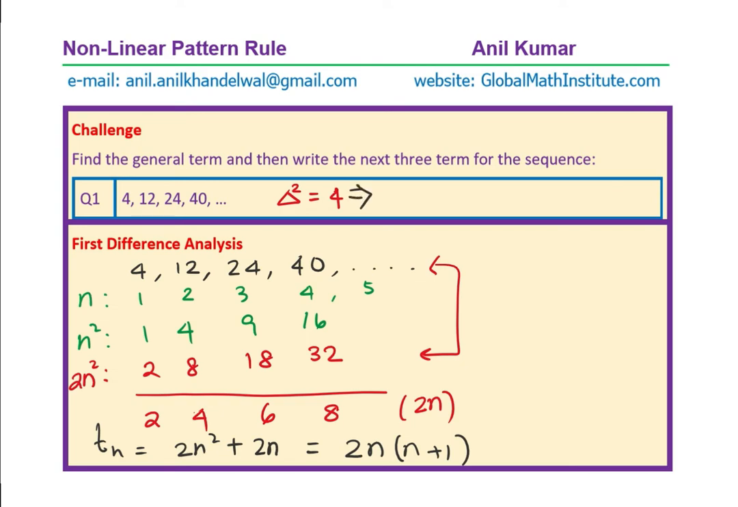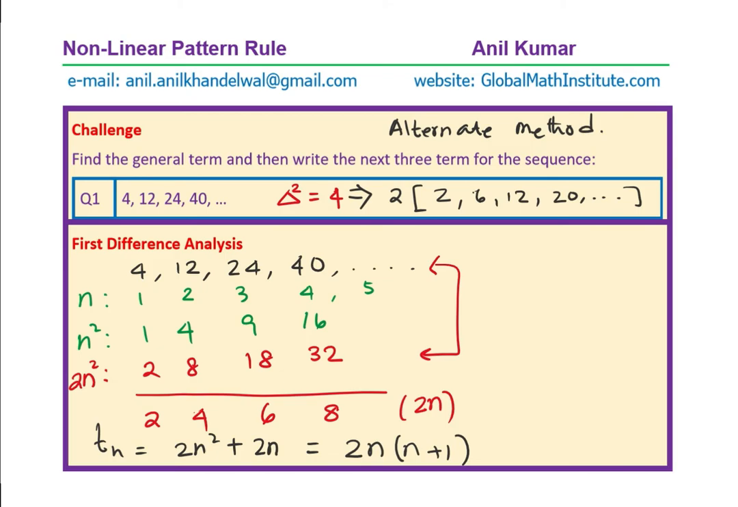I could take 2 common, right? And then the sequence would be, I'm just dividing all these terms by 2. I get 2, 6, 12, 20, and so on. Do you see that? So this is my alternate approach. Since all were even numbers, I could factor 2. So we get 2, 6, 12, 20, and so on.